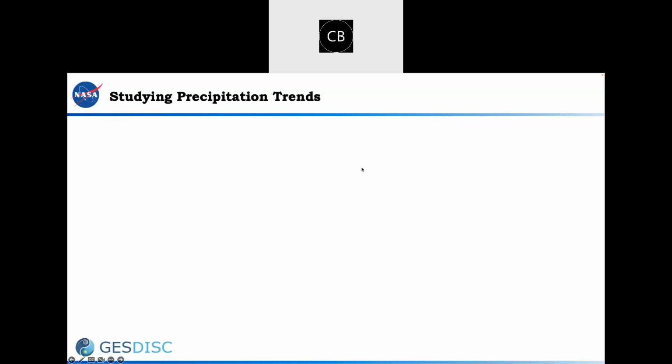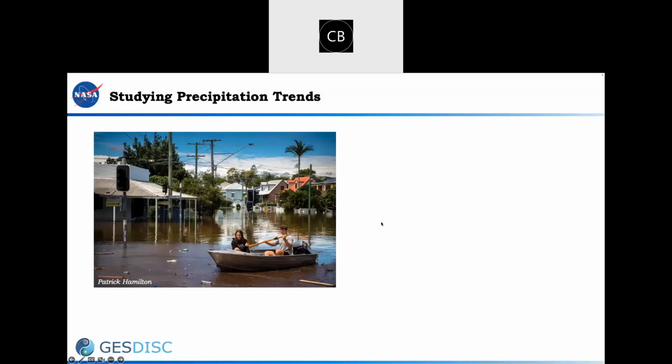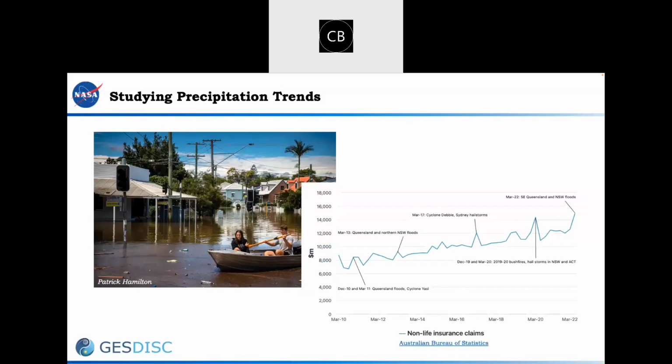But what I'm going to do is dissect a little bit more of what happened during this Brisbane flood event and talk about that through the lens of open science and how we can use that data to learn more about it and potentially others. So this Brisbane flood event took 20 lives across Queensland and New South Wales. And according to the Australian Bureau of Statistics, by the end of March of 2022, as part of a long 12-year increase in this trend, there were about 15 billion Australian dollars of non-life insurance claims reported from just the Southeast Queensland and New South Wales flooding events.